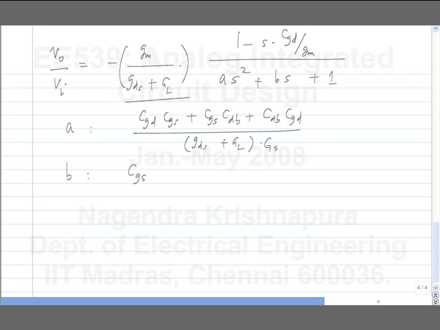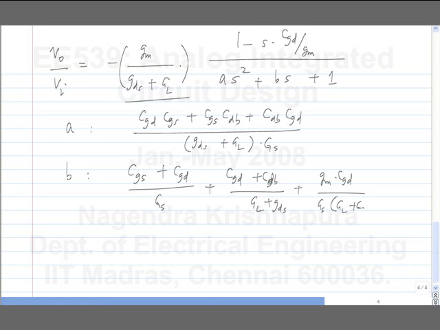CGS, CGD, GS plus CGD, okay. That's it. GM CGD divided by GS into GS. Yeah, I think this is correct.